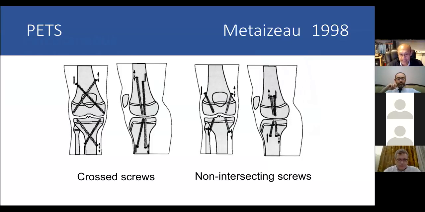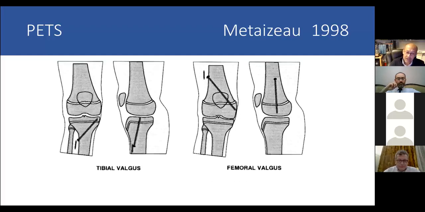So as you can see here, the cross screw or non-intersecting screw techniques are really to create tethers in the physis to stop the contribution to longitudinal growth. But you can also use single screws to try to treat coronal plane deformities with this technique.